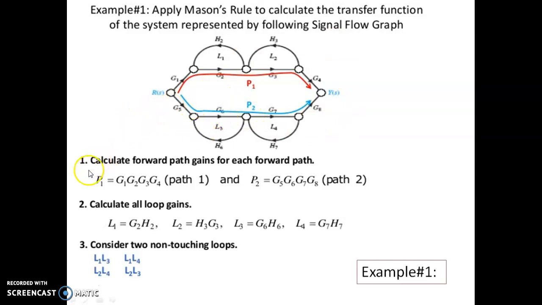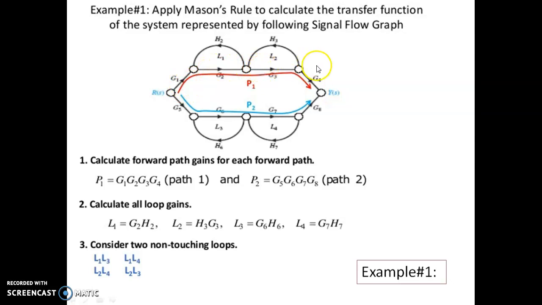So the first step is to calculate the forward paths. What is a forward path? The path which flows from input to the output without repeating any node more than once. So this is the input, Y(s) is the output, and these are the nodes. The path should follow the direction also. Okay, so let us take this forward path as the first one, P1.